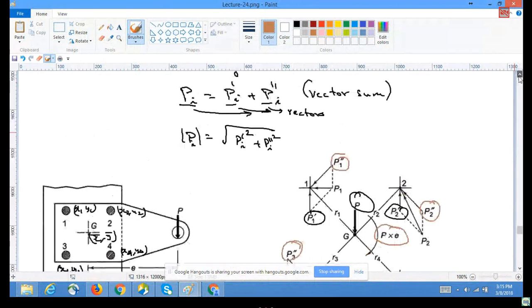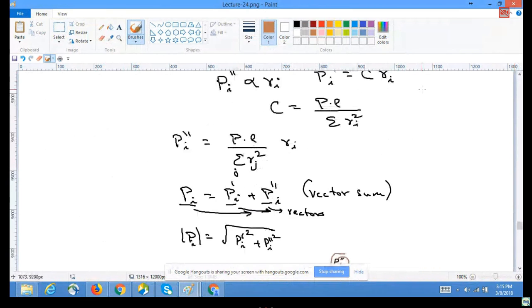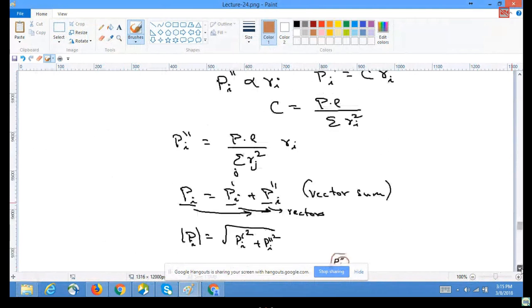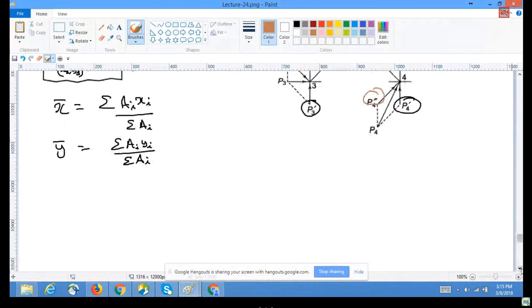The sum of all the moments should balance out the moment that is generated by the external load with an eccentricity. So that is how we have used this one, and we can calculate it.